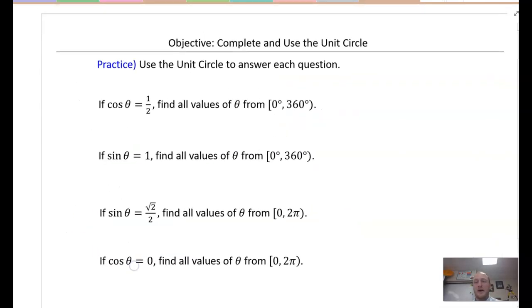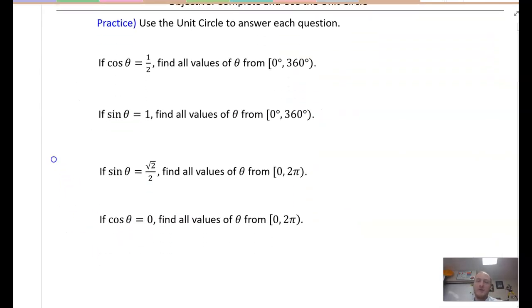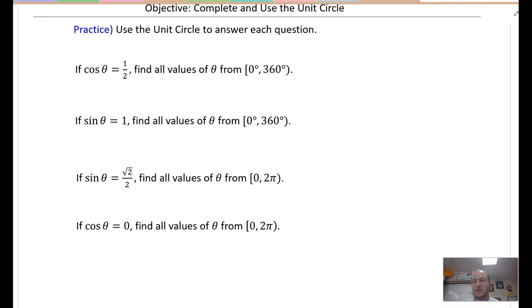Again, you know the drill. Please pause. Try it on your own. If you have questions, write them down. Make sure to ask them. Bring them to class. But pause. Here's the answers. All right, here you go.